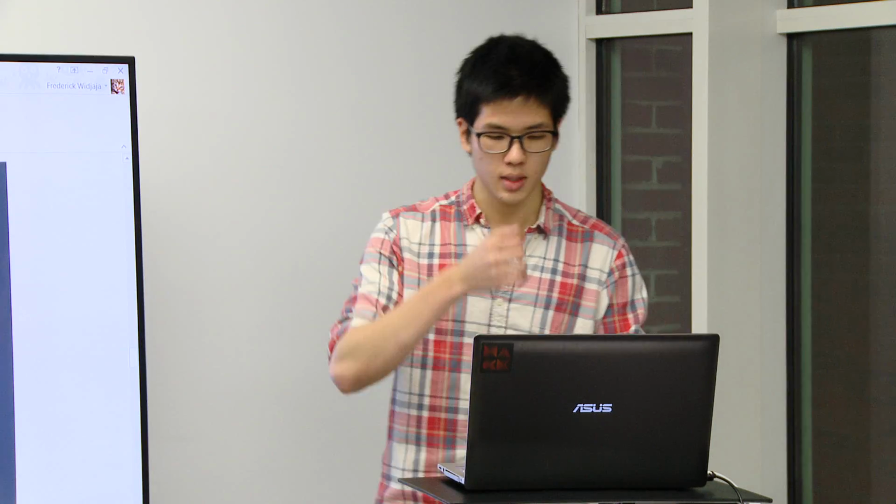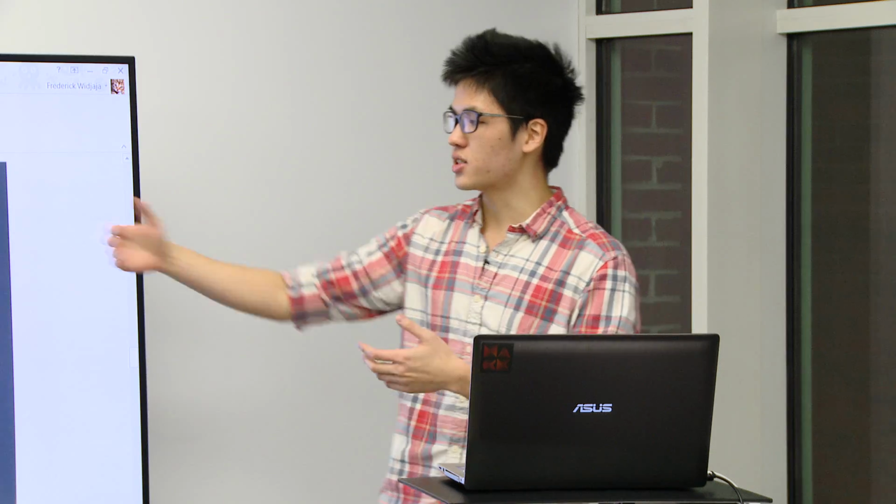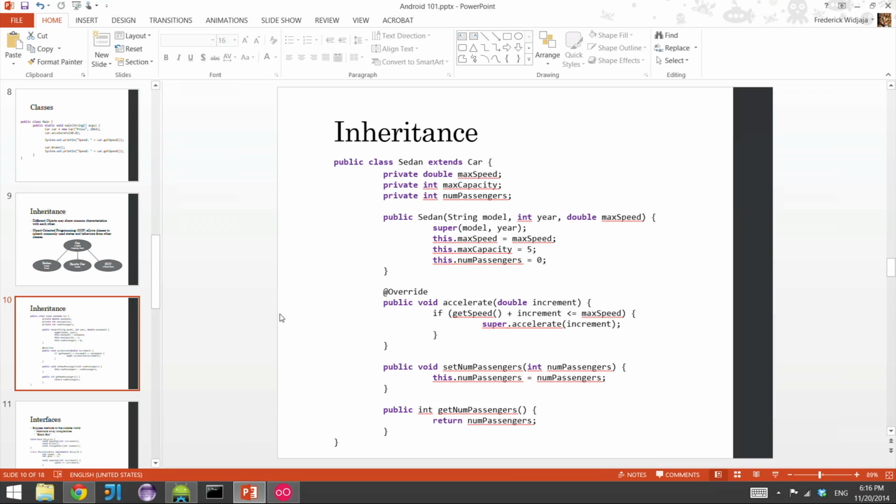So to make use of this inheritance feature, we use this extends keyword. Remember back to the car object that I defined previously. Now I define a sedan object, and this sedan object would have the same fields and functions or methods that the car would have. But then here I specify certain additional functions, for example, the set number of passengers and the get number of passengers.